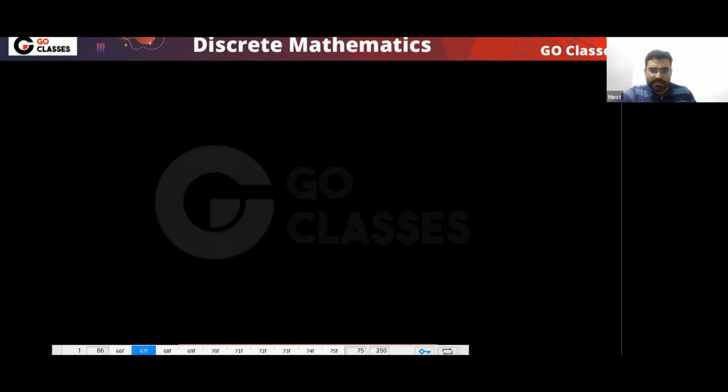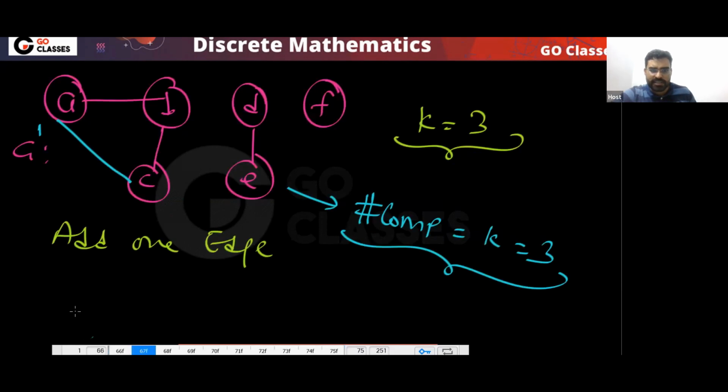Instead of this edge, let's not add it. Now let me add this one. What will happen now? The new number of components is K minus 1. That is 2 now. So this is the idea.